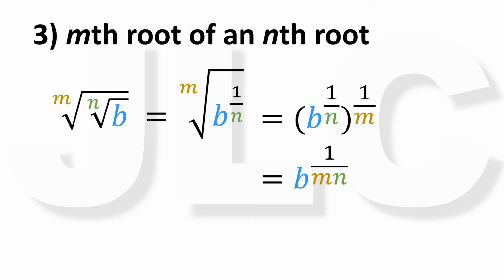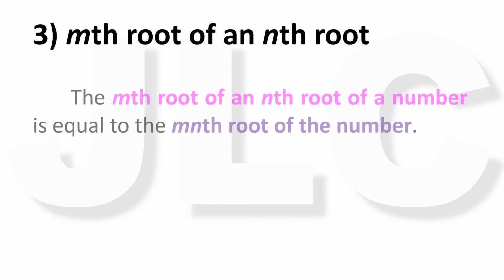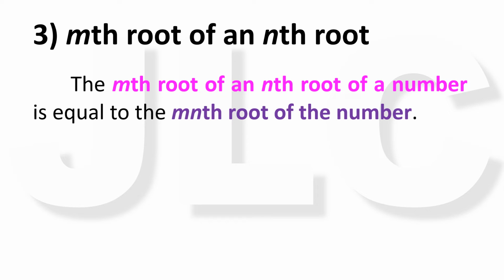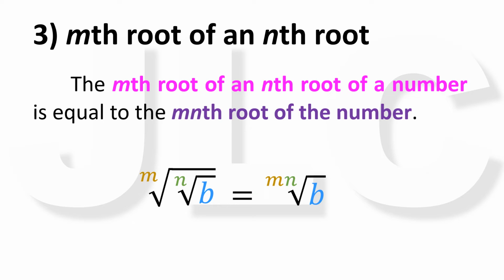And again, from the definition of nth root, this time in terms of mn, this equals the m times nth root of b. So therefore, we have the following property. The mth root of an nth root of a number is equal to the m times nth root of the number. The mth root of the nth root of b equals the m times nth root of b.